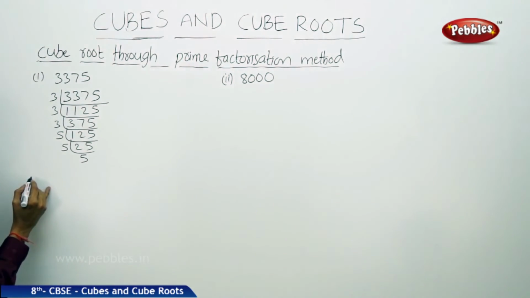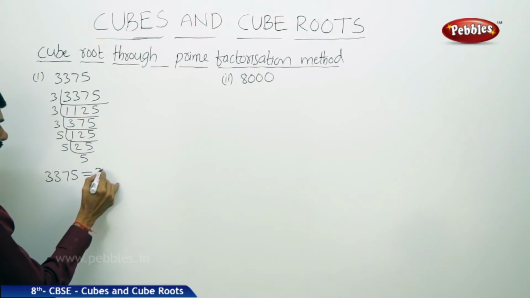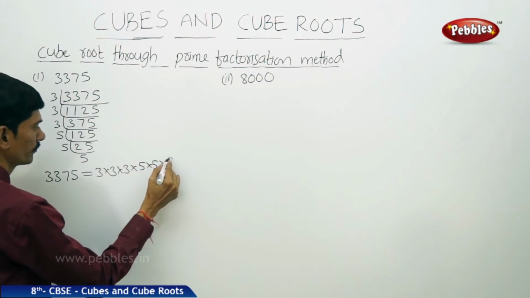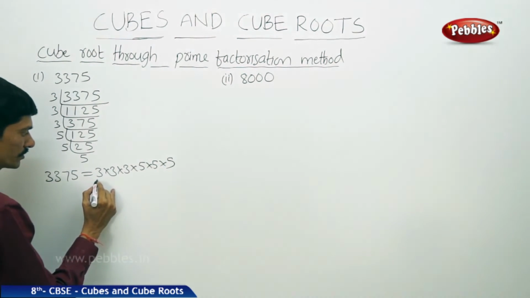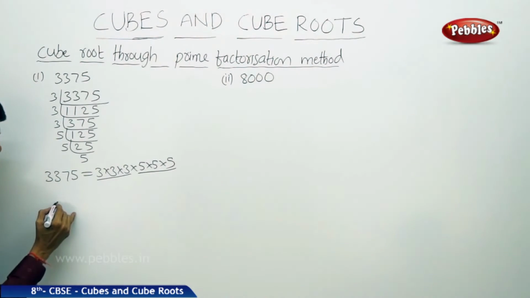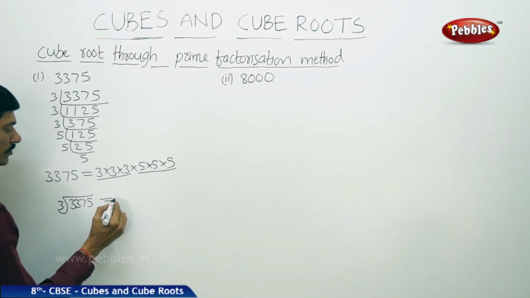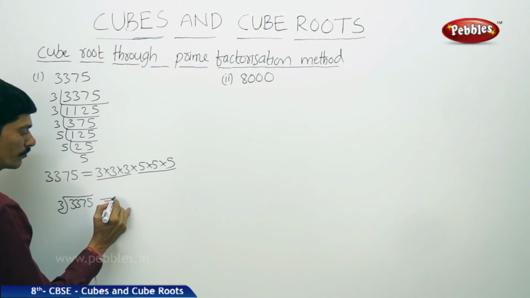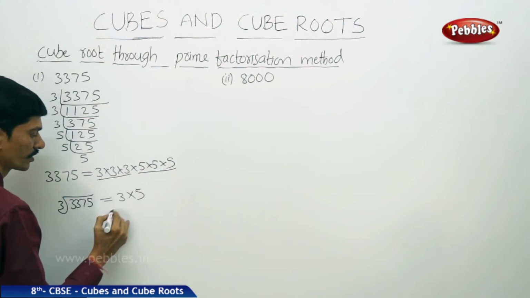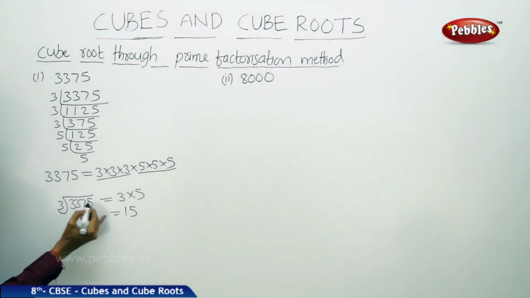Now when you factorize 3375, we get the prime factors 3 into 3 into 3 into 5 into 5 into 5. So the first prime factor appears 3 times and the second prime factor also appears 3 times. So we can take that cube root of 3375 equals, for these 3 3's you will take 1 3, and for these 3 5's you will take 1 5. This equals 3 into 5, 15. So the cube root of 3375 is 15.